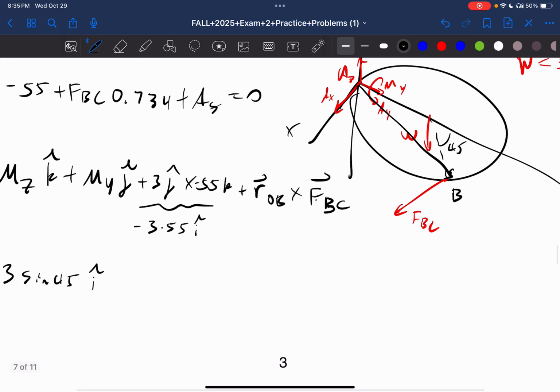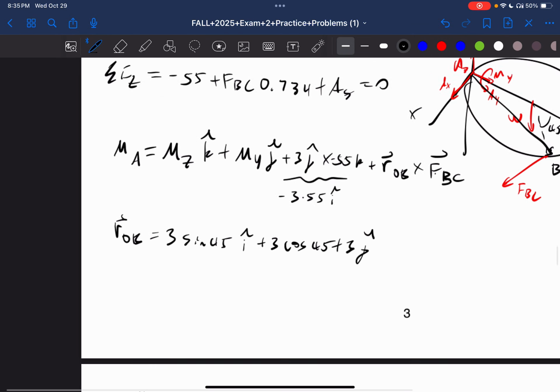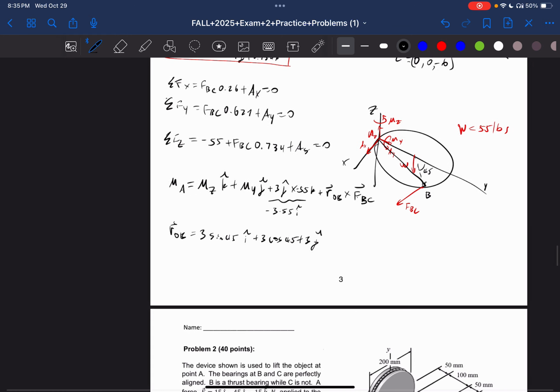And in the I direction is positive, and the Y direction is also positive. Plus 3 cosine 45 plus 40 or plus 3. Remember, so the radius plus this distance right here, in the J direction, and then the K direction is 0. So it's just that, I think. Yep. And then we have the force BC.